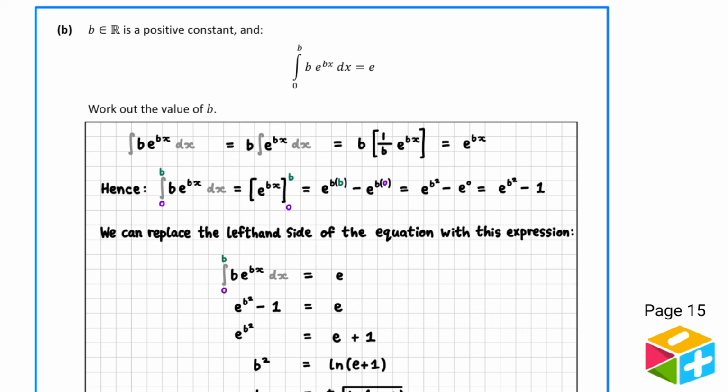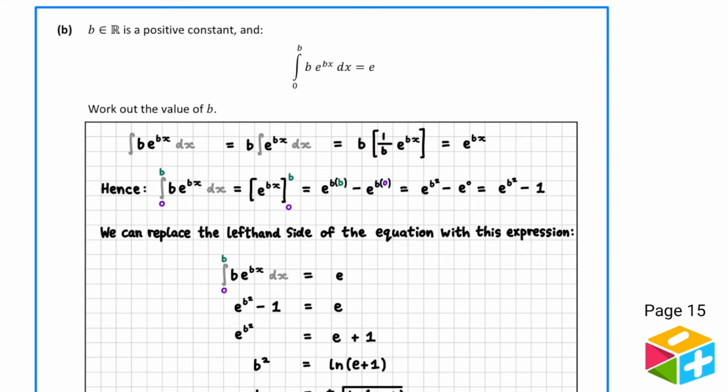Multiplicative constants can be brought outside the integral sign. Here, b is a constant which is being multiplied by the e to the bx. This means that we can bring the b outside the integral sign. There's a rule in the formula book which says that e to the ax integrates to 1 over a times e to the ax. We can apply that statement here with b in the place of a. Now, the b and the 1 over b will cancel, so we end up with e to the bx.